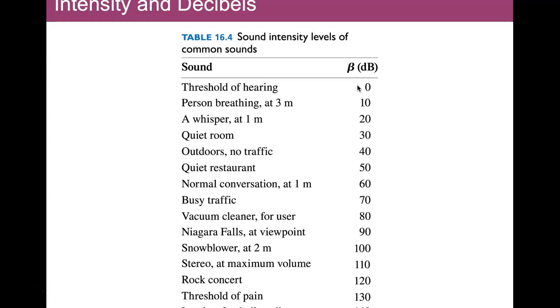And then there are these numbers just to get a sense of how it is. A person breathing, a whisper, quiet room, outdoors, no traffic. These days, some dishwashers put decibel grading on how much noise they make. So good ones are in the 40-something range. Quiet restaurant, normal conversation, busy traffic, and then threshold of pain is 130. So rock concert, stereo at maximum, those are over 100.